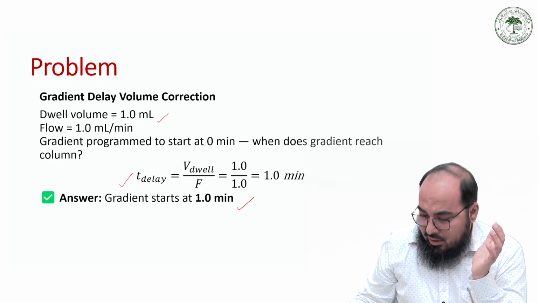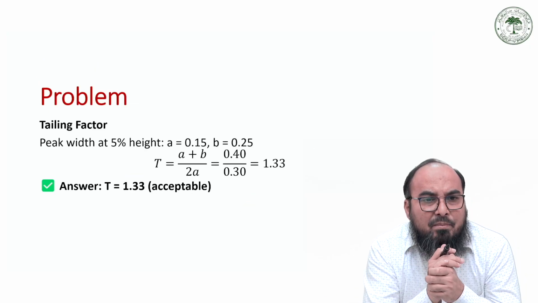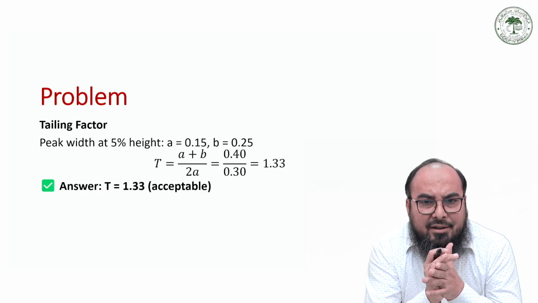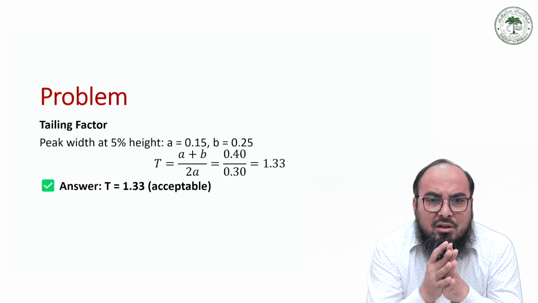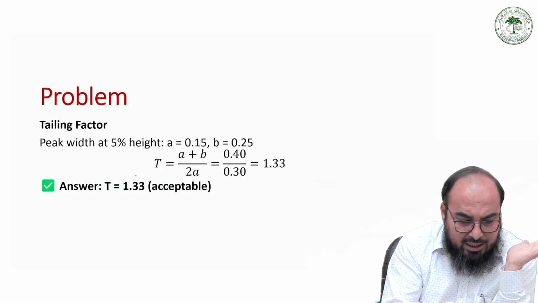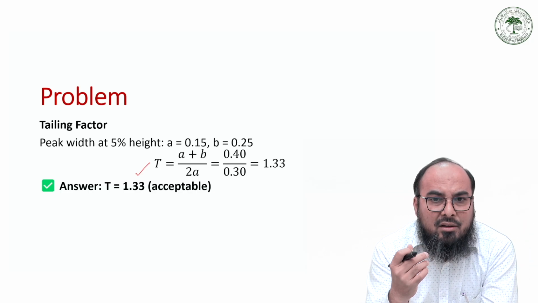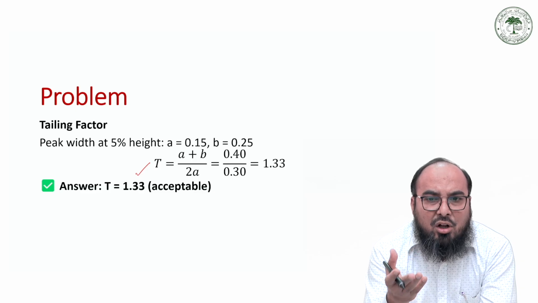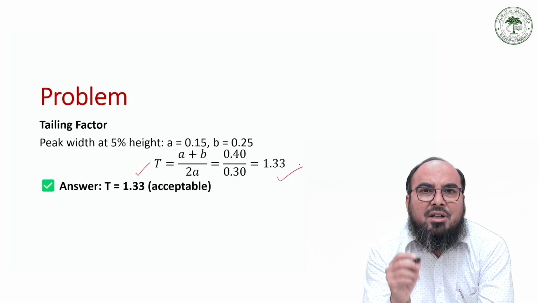Okay. Now let us do another tailing factor problem. Now the peak width at 5% height. Here A is given as 0.15 and B is 0.25, and the tailing can be calculated by a simple relation, that is A plus B upon 2A. So if you substitute all the values, you will get 1.33, and this is an acceptable value.